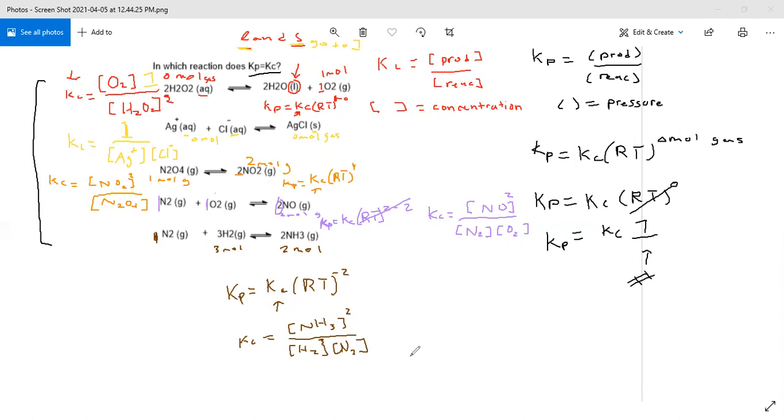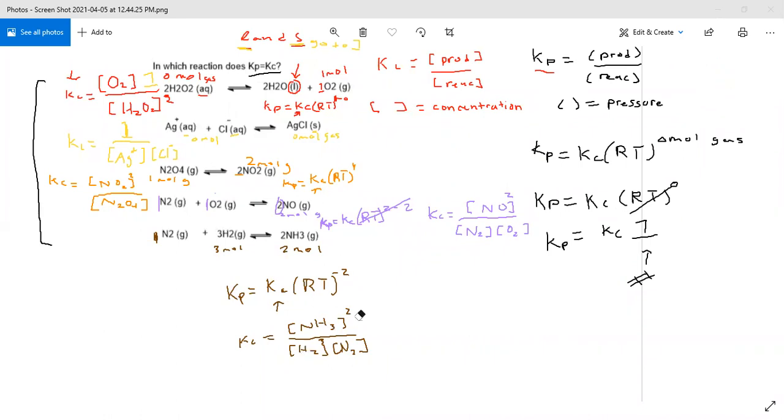Now let's say you're not given the concentrations. You could also possibly, even though it's less likely, be given the pressures and told to solve for Kp. So if you're given the pressures, just go ahead and put the pressures of your products over the pressures of your reactants, just like I rewrote it, but that's how it goes. It's just a little less likely.